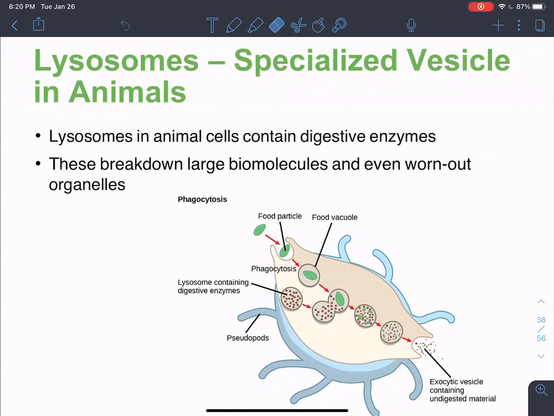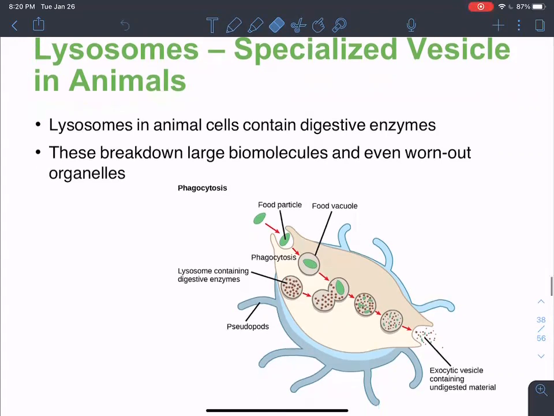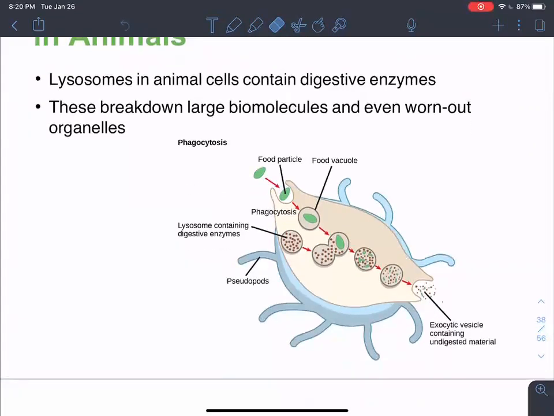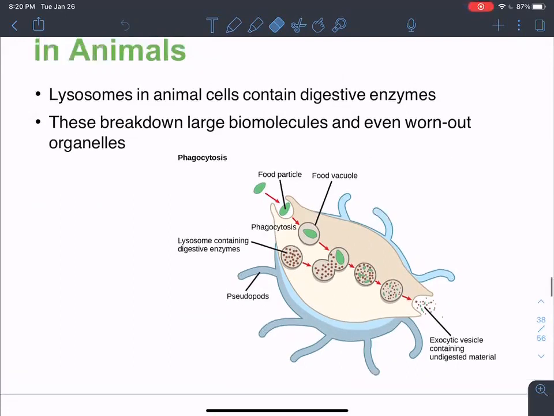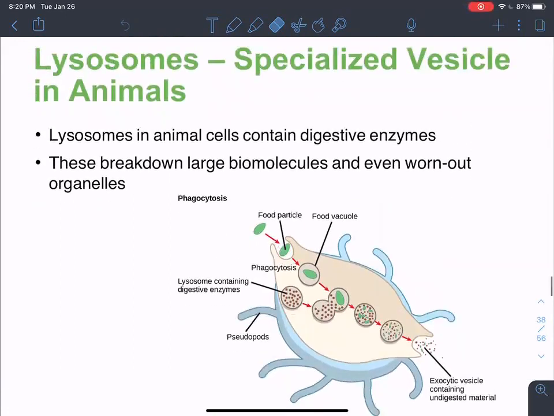So, lysosomes are specialized vesicles within animal cells. Lysosomes contain digestive enzymes, and they use these enzymes to break down large biomolecules and even sometimes worn out organelles within the cells, such that you can break those down and reuse the pieces, or actually exocytose the material from the cell if needed. So these are kind of like the garbage men of the cell.